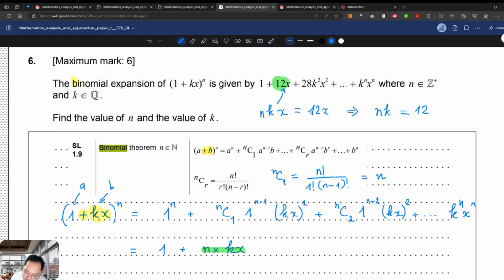We will have a system of the two equations involving the two unknown variables, which is k and n.